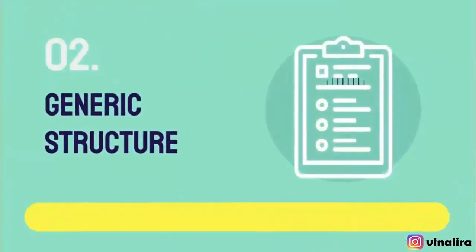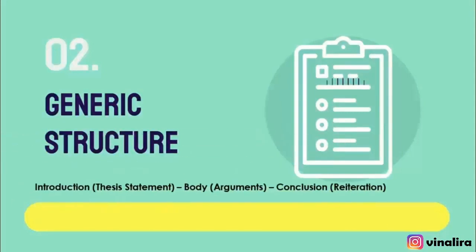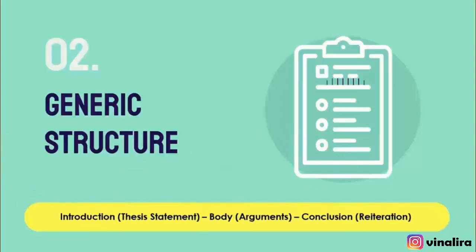Now, we are moving on to the generic structure. The generic structure of an analytical exposition text is divided into 3 steps. Introduction or thesis statement, body which consists of arguments, and the last one is conclusion or a reiteration.